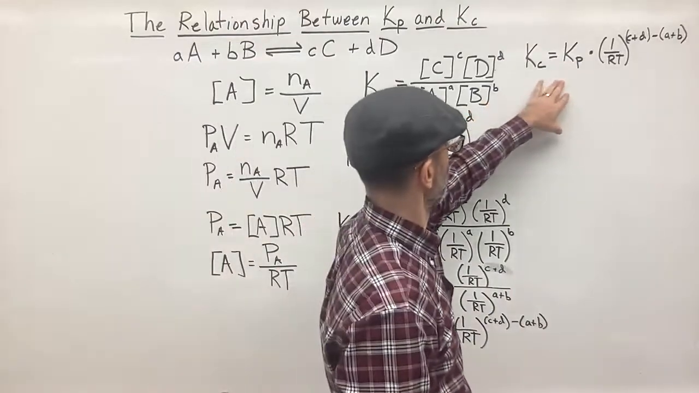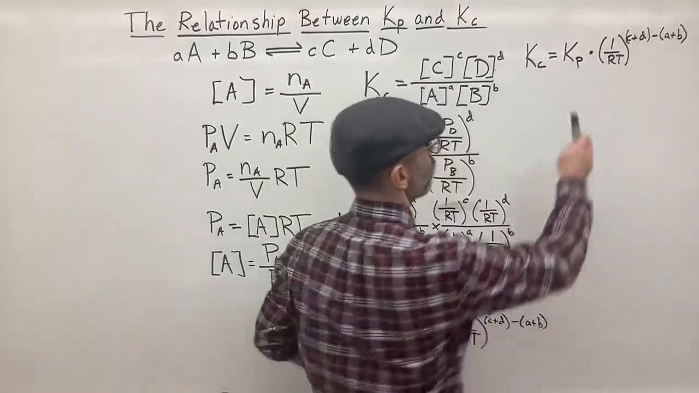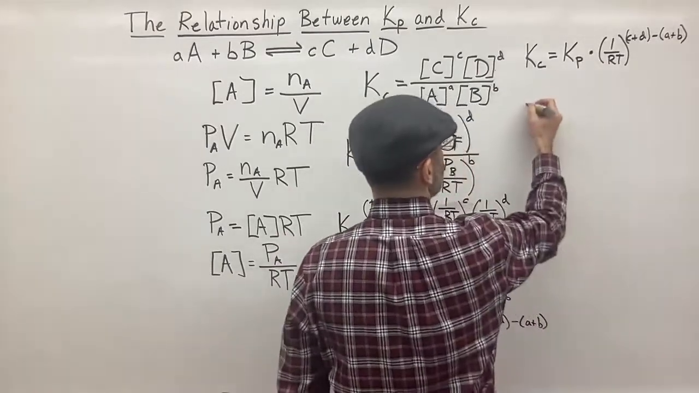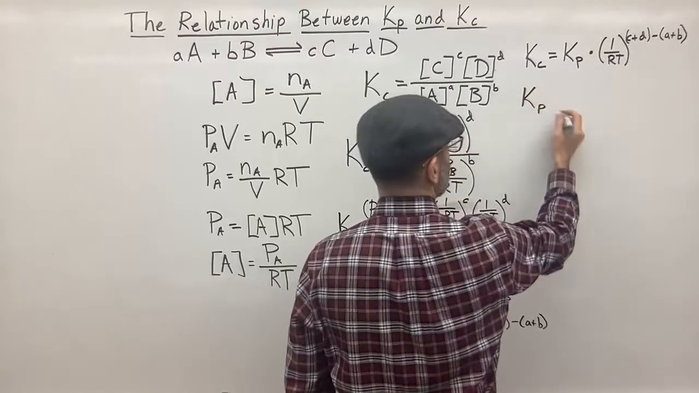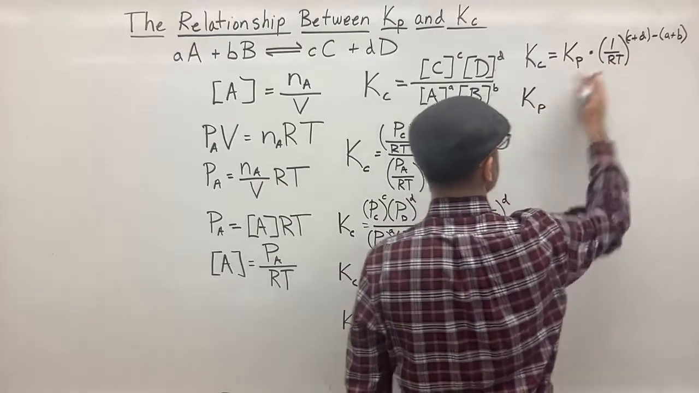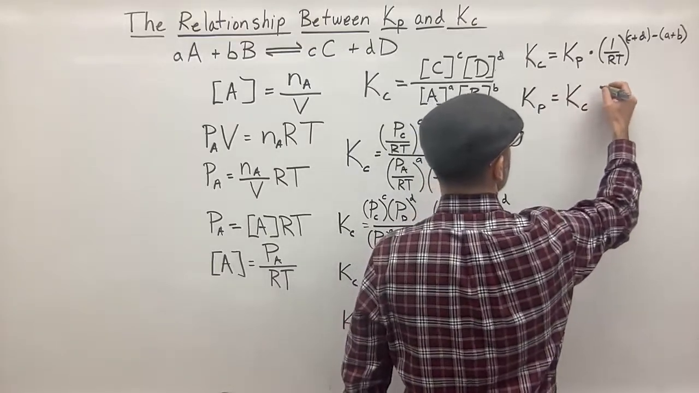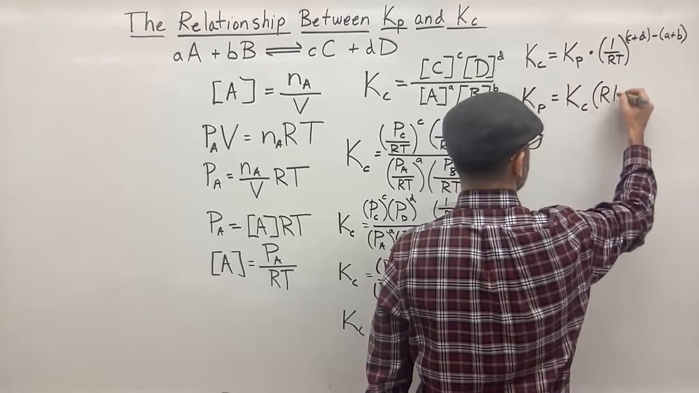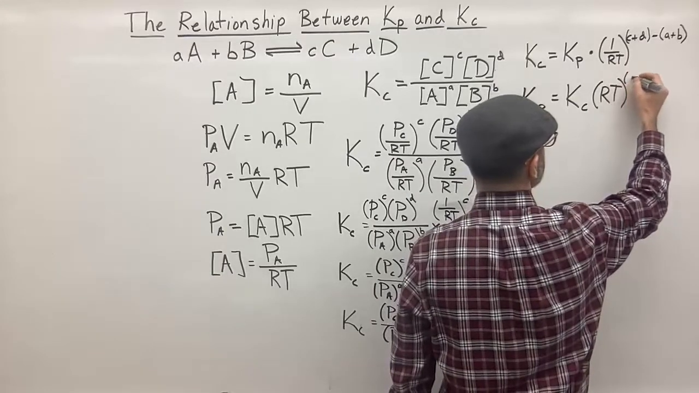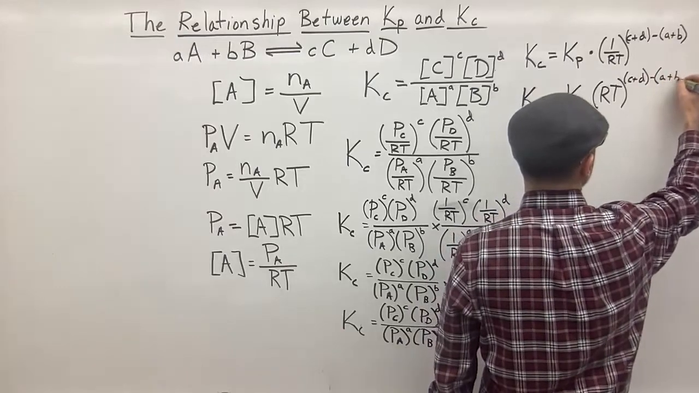So here's our expression now, and then you can see that we are relating Kc to Kp, and then we can rearrange this to make it easier. So then we could solve this for Kp. So Kp, if we multiply both sides by RT, then we get Kp is equal to Kc multiplied by RT, raised to this power: C plus D minus A plus B.